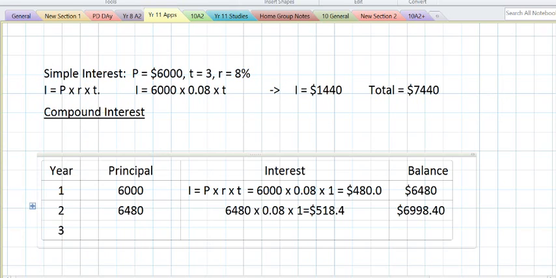Alright, so then what does that mean for our principal at the next year? It's 6,998.40. And that means this interest payment becomes 6,998.4 times 0.08 times 1 for that 1 year, giving us an interest payment of 559.